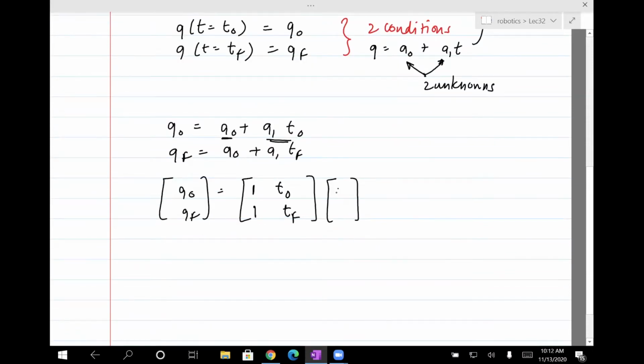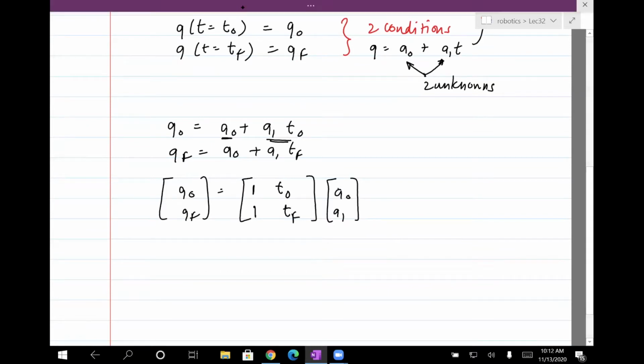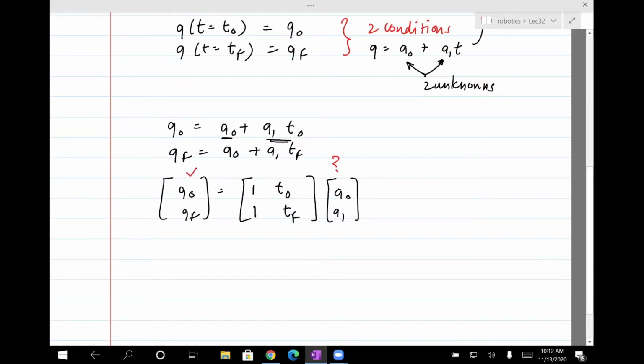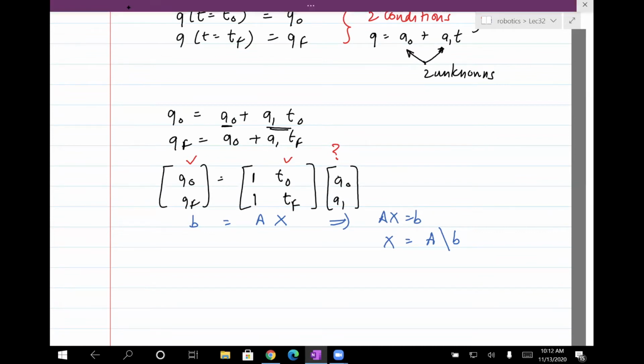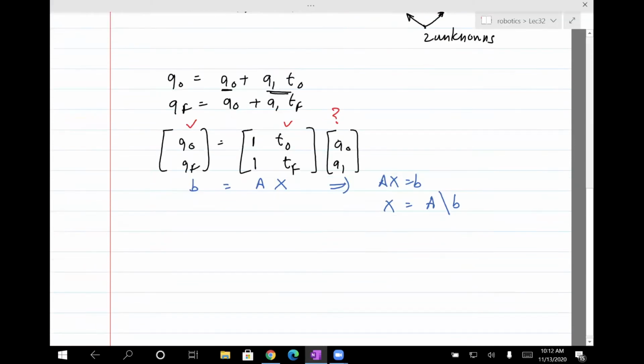These are my unknowns. Q0 and QF I've given you. T0, TF is also given. So then I have to solve for a0 and a1, which I can do. If you want, you can write this as B, this as A, and that as X, or AX equals B. And to solve this, we just say X equals, in MATLAB, A backslash B. So this solves for x, right? Solving that in MATLAB, or in this case it's actually easy to solve it by hand.